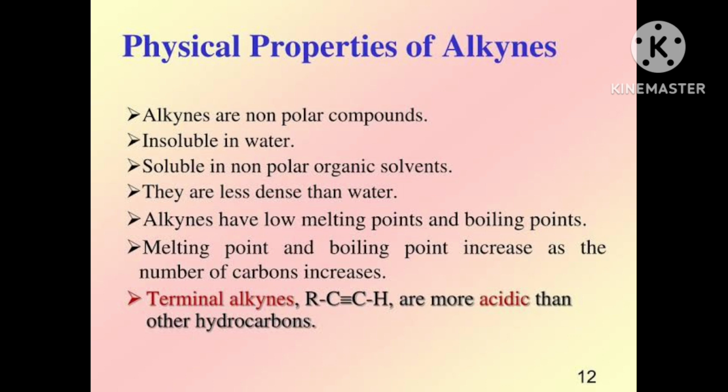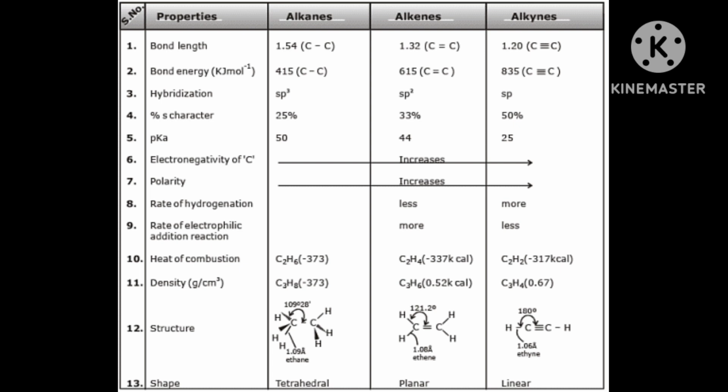Addition in unsymmetrical alkynes, not symmetrical. Addition to unsymmetrical alkynes takes place according to Markovnikov rule. Always remember: addition in unsymmetrical alkynes, not symmetrical, takes place according to Markovnikov rule.